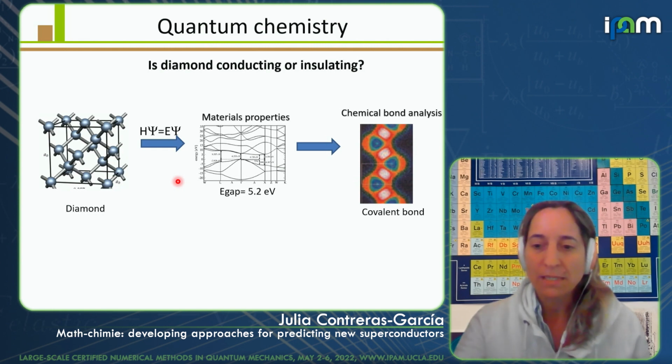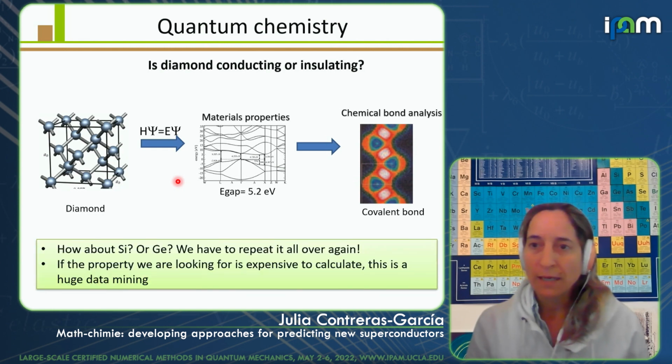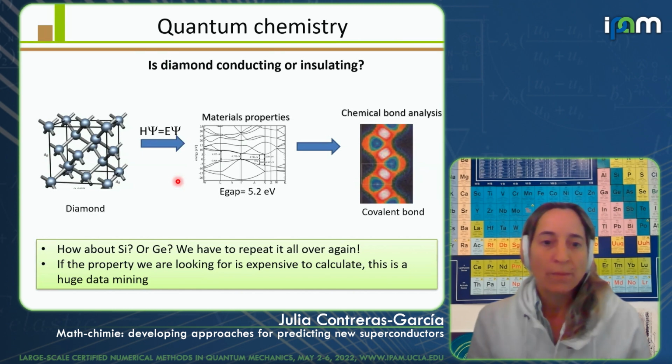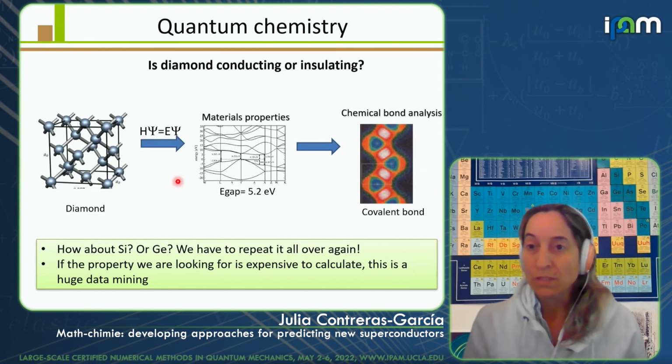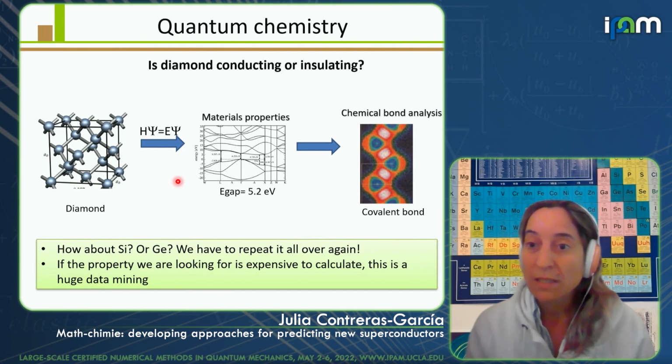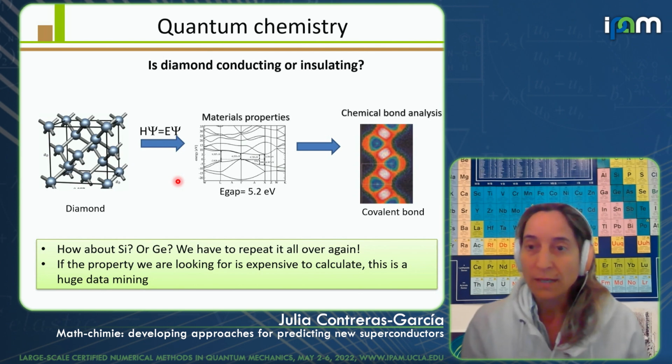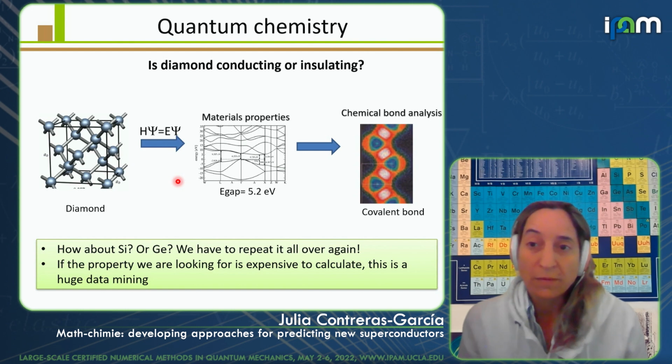Now, the problem is that if we now have the question of how about silicon or germanium, which actually have the same structure, we would have to repeat the calculation all over again. And actually, the result would be different. One would be a semiconductor, for example.